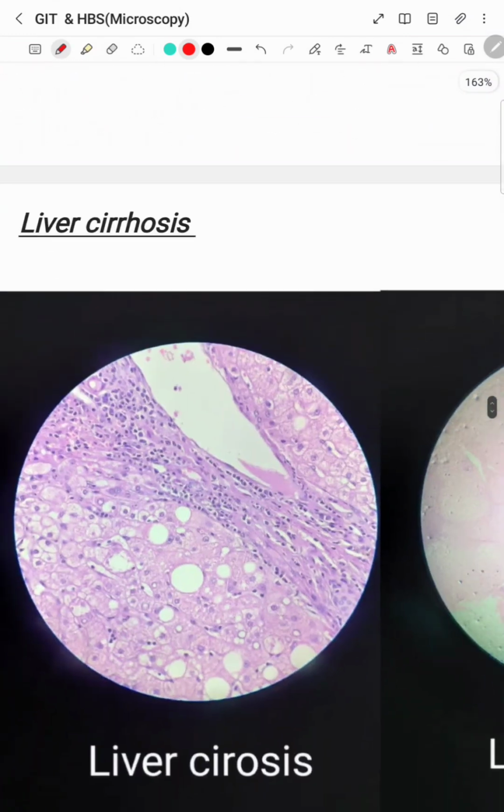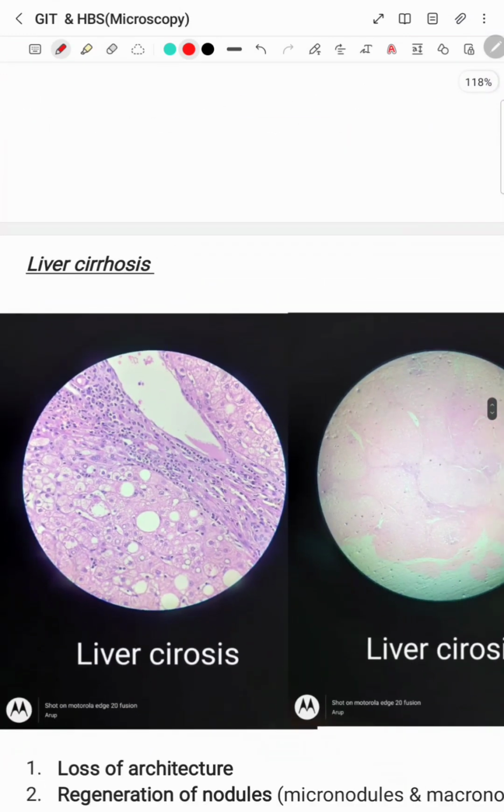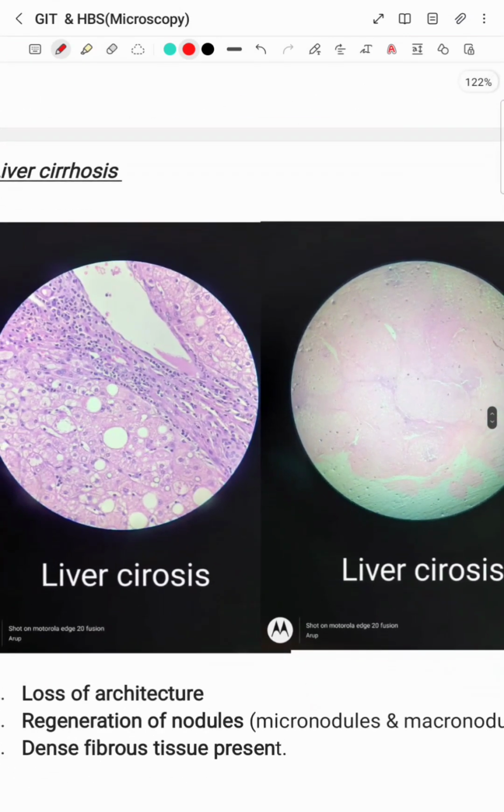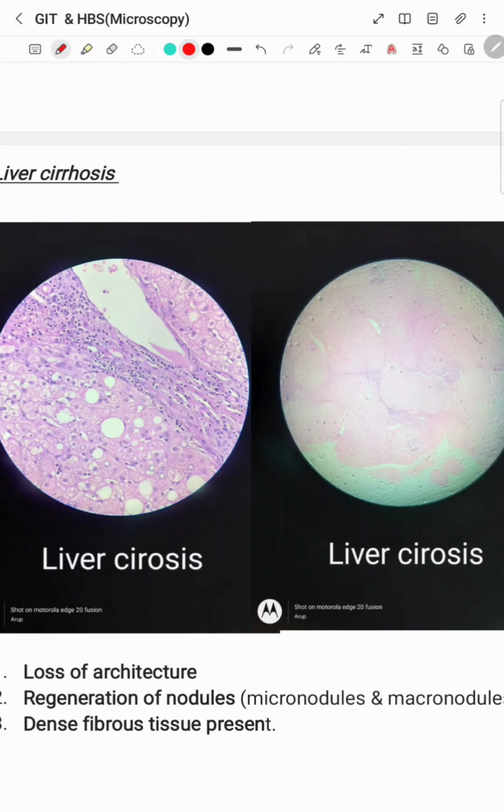Now you see liver cirrhosis. Liver cirrhosis means the end stage of any chronic liver disease. It is a diffuse process characterized by fibrosis and conversion of normal architecture to structurally abnormal regenerating nodules of the liver cell.